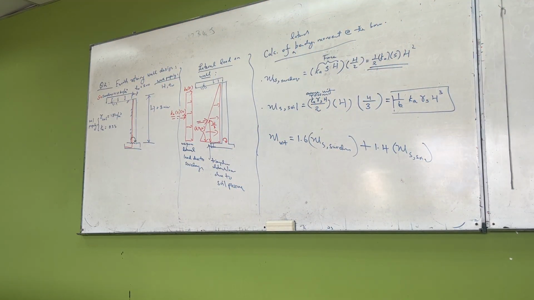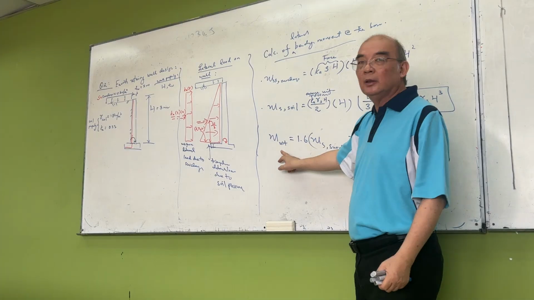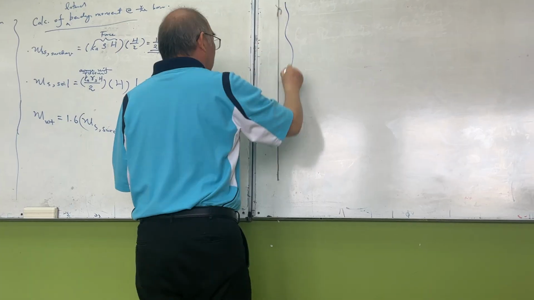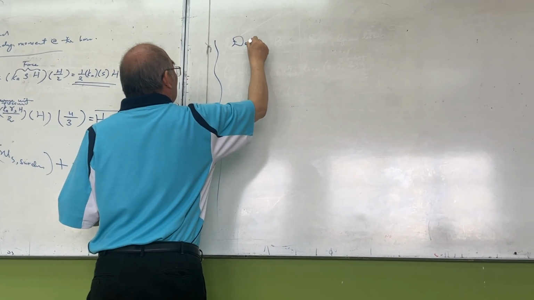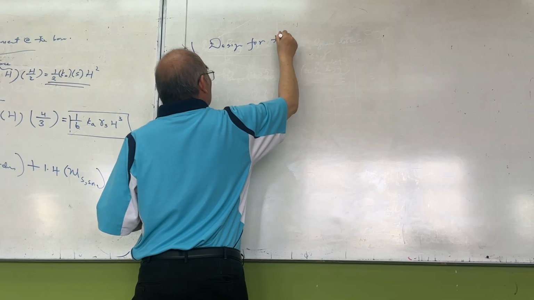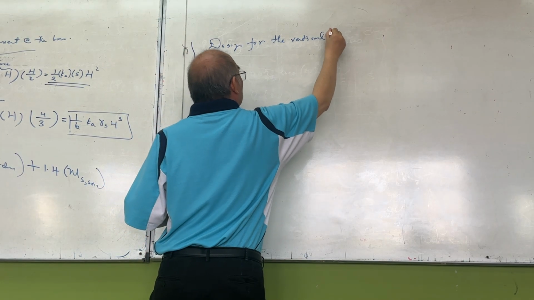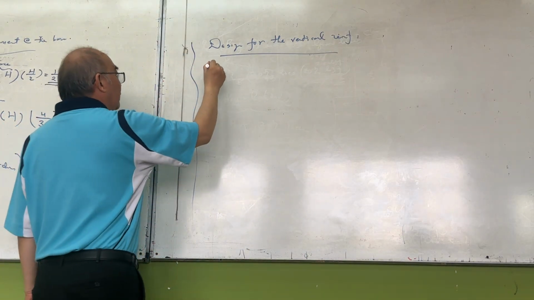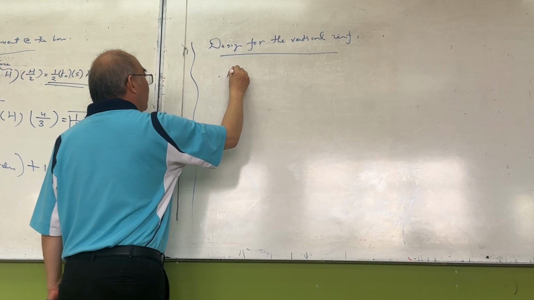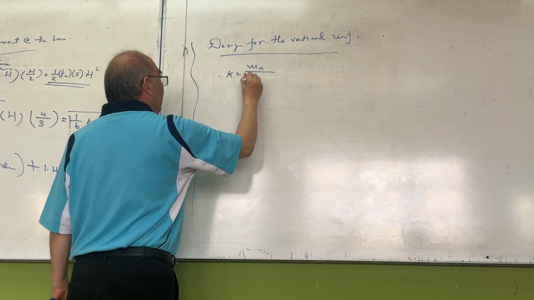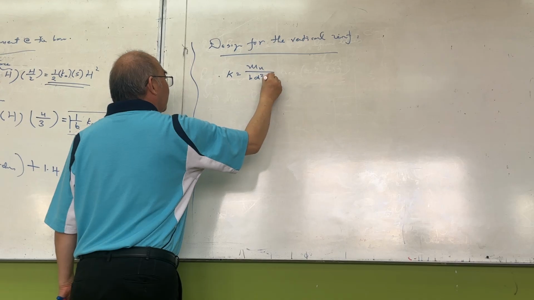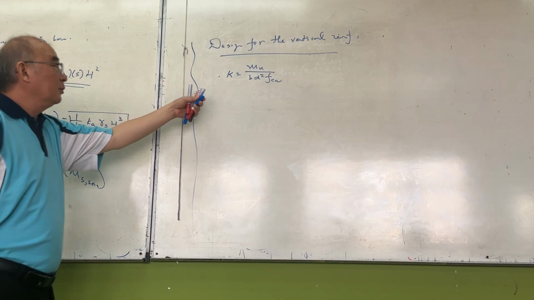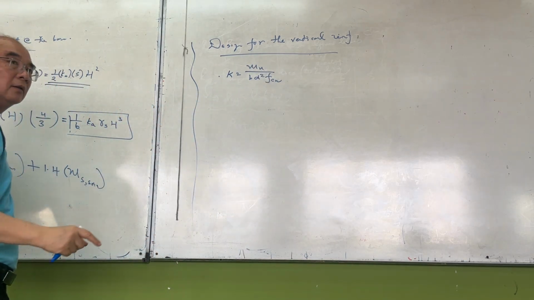Okay? Now, once you calculate the M ultimate, then you design for the vertical reinforcement. Okay? Right? And your starting point is first calculate the K, which is equal to M ultimate divided by B D squared F sub CU. Right? Okay, first you calculate this one. M ultimate is here. Okay?